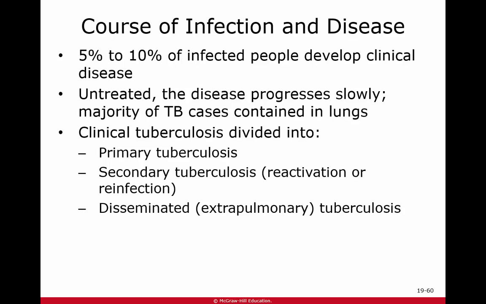About 5 to 10% of infected people develop the disease. It progresses very slowly, and most of it stays contained in the lungs. But we can divide clinical tuberculosis into primary tuberculosis, secondary tuberculosis, where it reactivates or you get reinfected, and then disseminating tuberculosis.